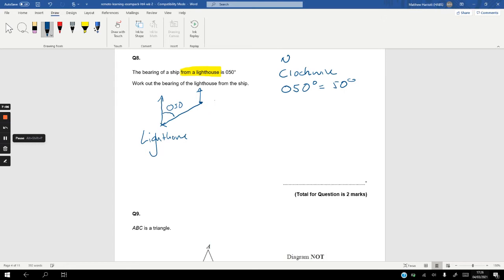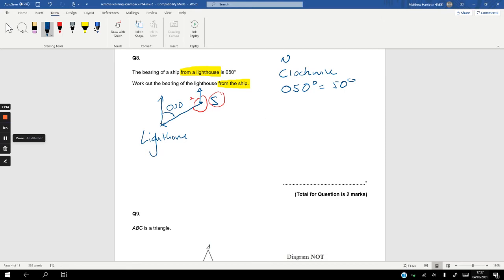And I'm going to write that as S. Now, it says to work out the bearing of the lighthouse from the ship. So, using the method we tried earlier this week, I'm going to say, right, that's S. And so the angle I want to measure is this one, because I know it has to go clockwise. So let's think, what do I need to find? It's this angle here. I'm going to call that angle X.